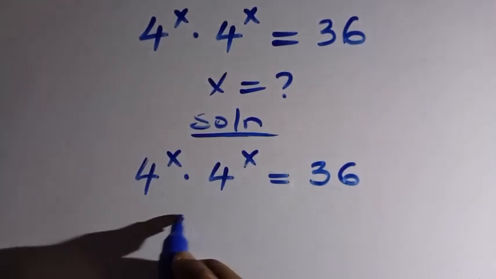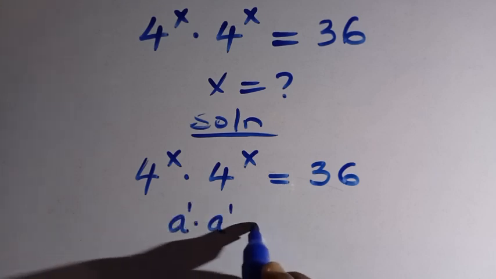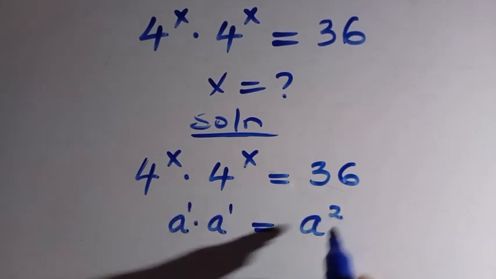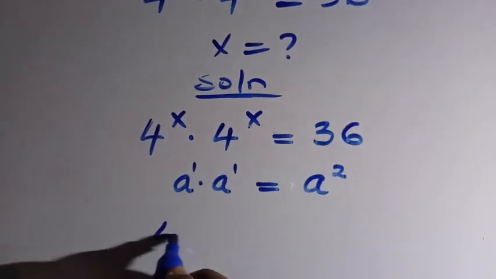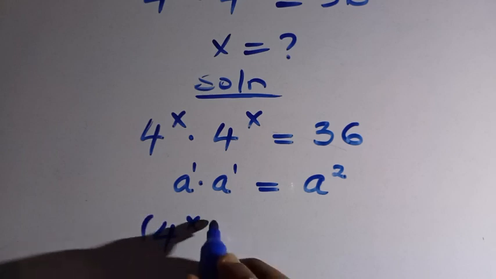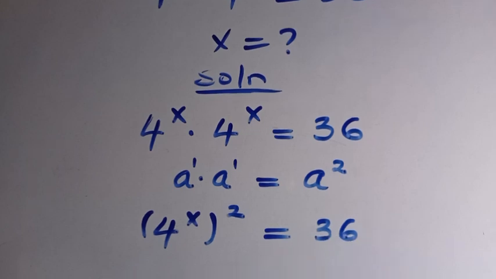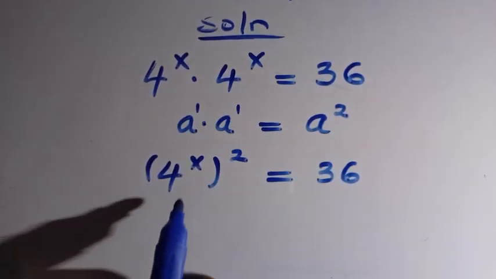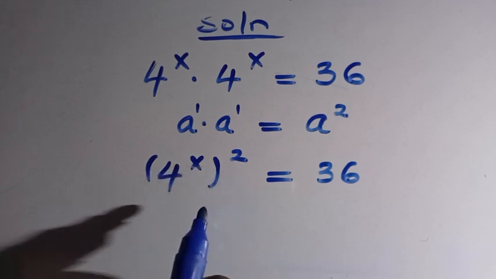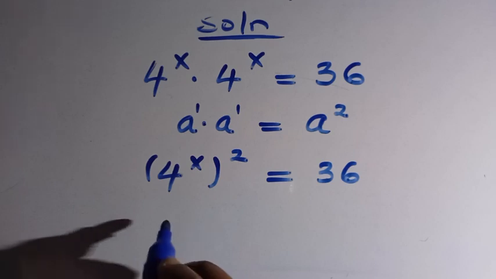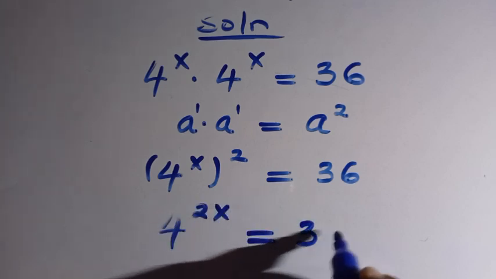This expression follows when we have a multiplied by a. A times a, with the power of 1, equals a to the power of 2. When we take a as 4 power x, then it becomes 4 power of x, raised to power of 2 equals 36. By the rule of exponent, if we have 4 power x raised to another power, we multiply the powers together, and this becomes 4 power of 2x equals 36.